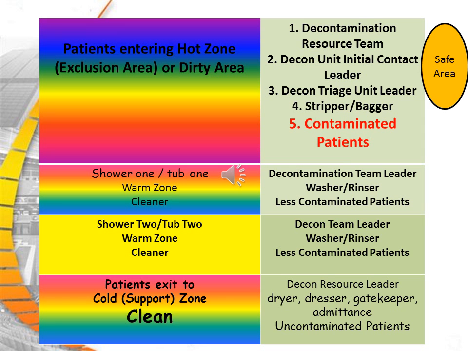Here we can see a graphic of patients entering into a hot zone, exclusion area, or dirty area, where they are confronted by the decontamination resource team, the decon unit initial contact leader, the triage unit leader, the stripper or bagger, and contaminated patients. Then you have shower 1 and tub 1 in the warm zone area, followed by shower 2, tub 2, and the patient's exit to a cold zone or support area, occupied by decon resource leaders, dryers, dressers, gatekeepers, and admittance of uncontaminated patients.